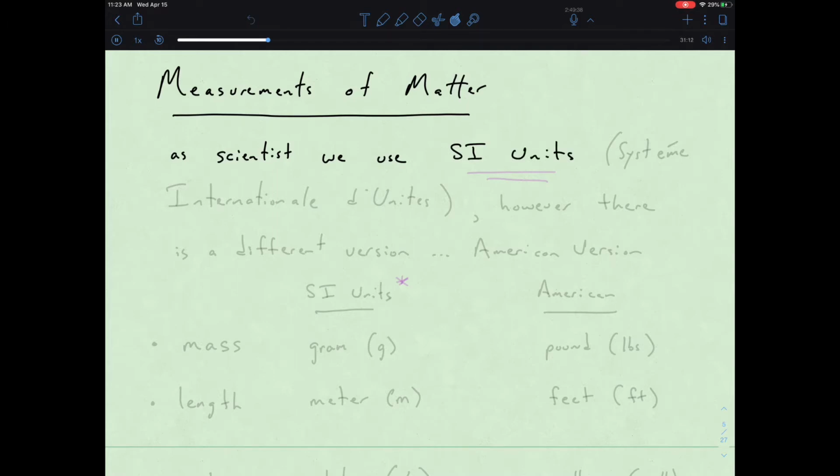And SI has to do with the international system of units, or it's really this French aspect of the system international of units. So we tend to look at these SI units. That's what we're really interested in as scientists.